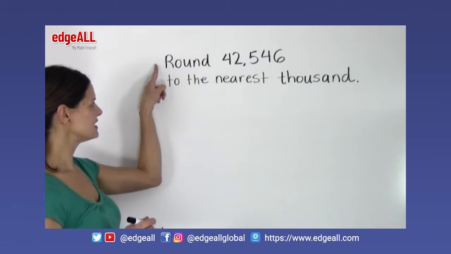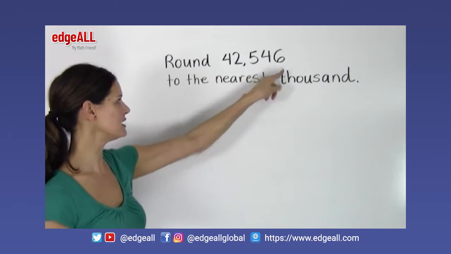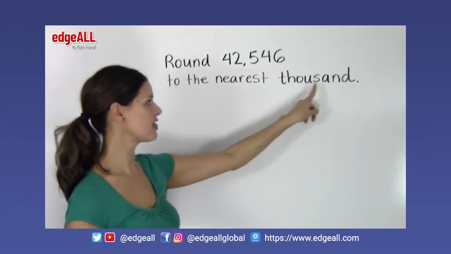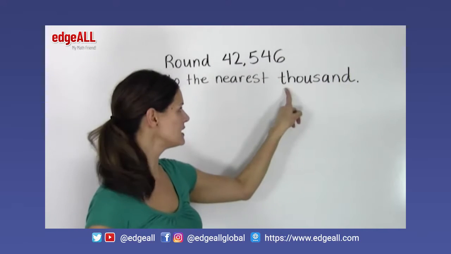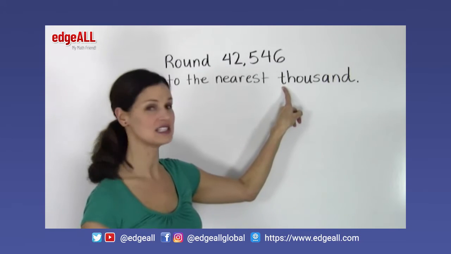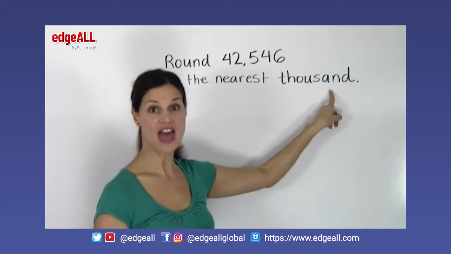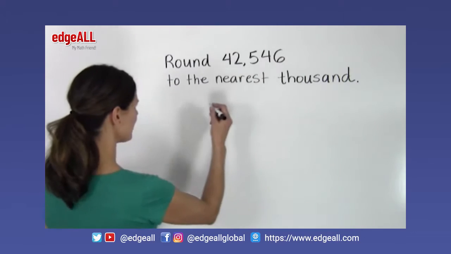We are asked to round 42,546 to the nearest thousand. We have to always be careful and notice what we are asked to round to. In this case, the nearest thousand. So let's rewrite our number.